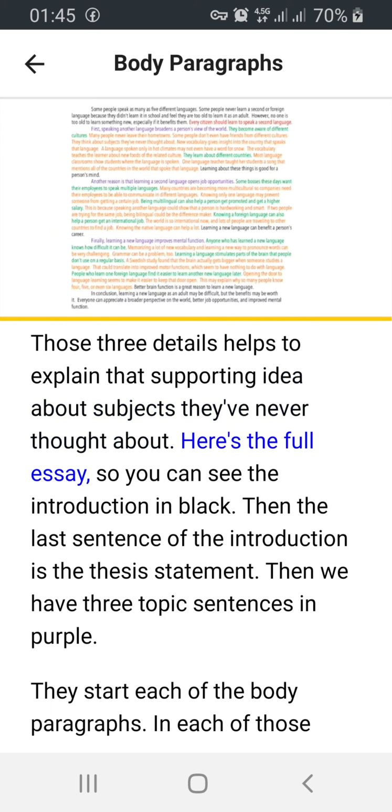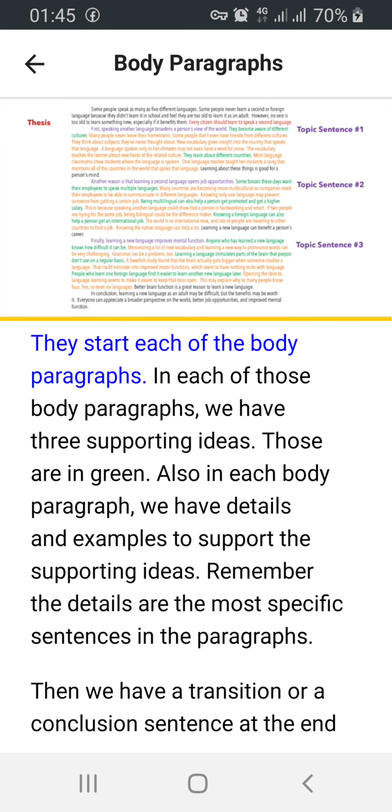Here's the full essay, so you can see the introduction in black, and then the last sentence of the introduction is the thesis statement. And then we have 3 topic sentences in purple. They start each of the body paragraphs. And in each of those body paragraphs, we have 3 supporting ideas. Those are in green. Also, in each body paragraph, we have details and examples to support the supporting ideas.